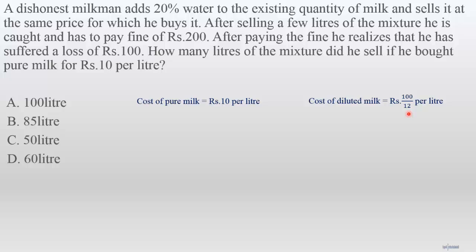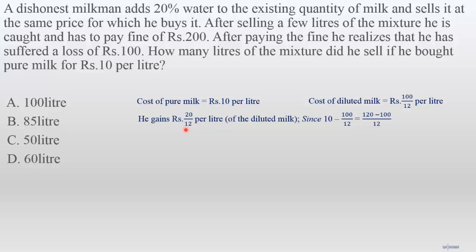However, he sells this diluted milk at a price of rupees 10. Now, what is the profit that he is making from that? If you look at this calculation, you will find out that he is having a price of rupees 10 for diluted milk, whereas the cost of diluted milk for the milkman was 100 by 12, and the difference, that is 20 by 12, is the profit that he is making per liter of diluted milk.